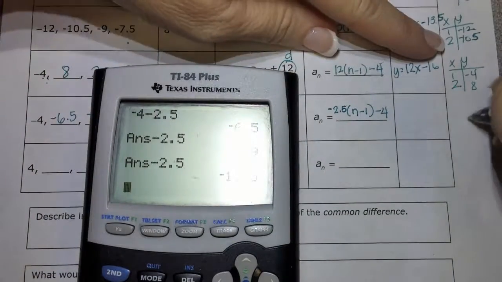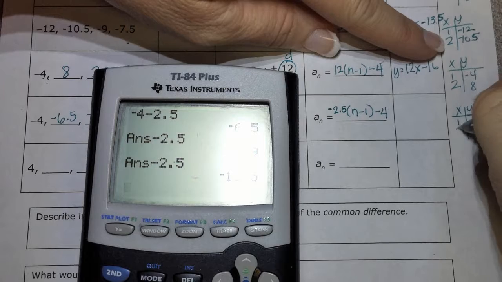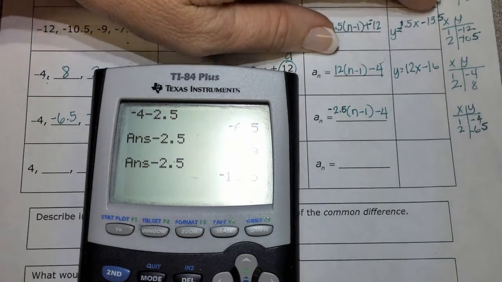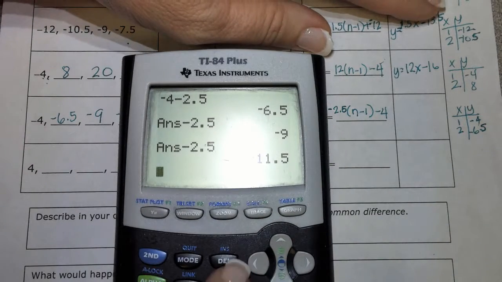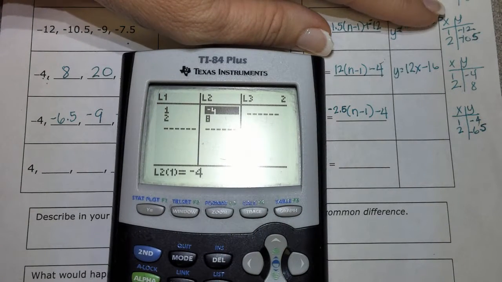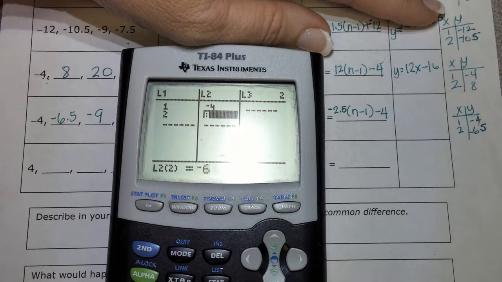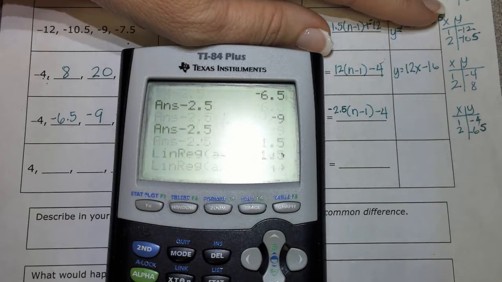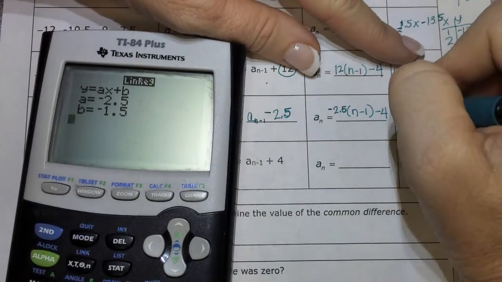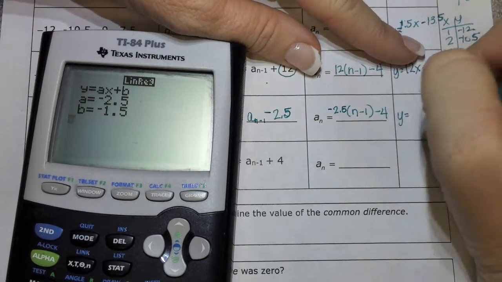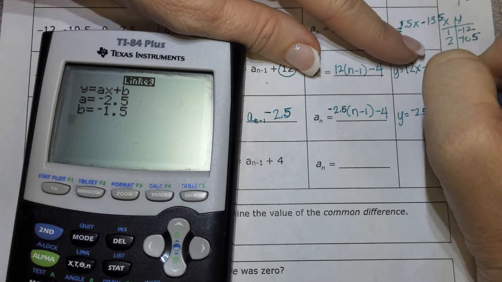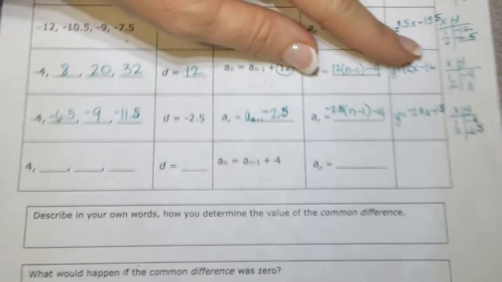And then for my function rule, I have -4 and -6.5. Okay, so going to stat, edit, -4 and then -6.5. So I can see my equation is y equals -2.5x minus 1.5. Okay, so the last one.